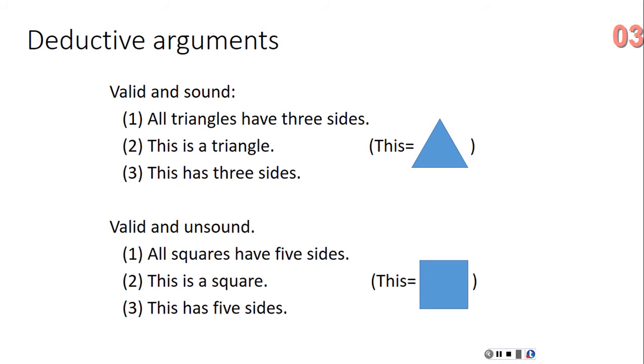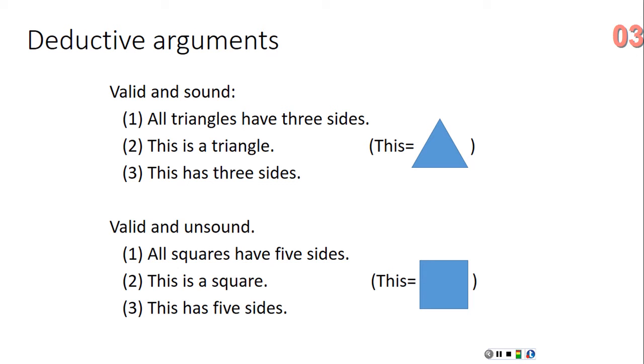Okay, so the top argument is valid and sound. All triangles have three sides. This blue object is a triangle. Therefore, this blue object has three sides. That's valid because the conclusion follows from the premises, and it's sound because it's both valid and has true premises.